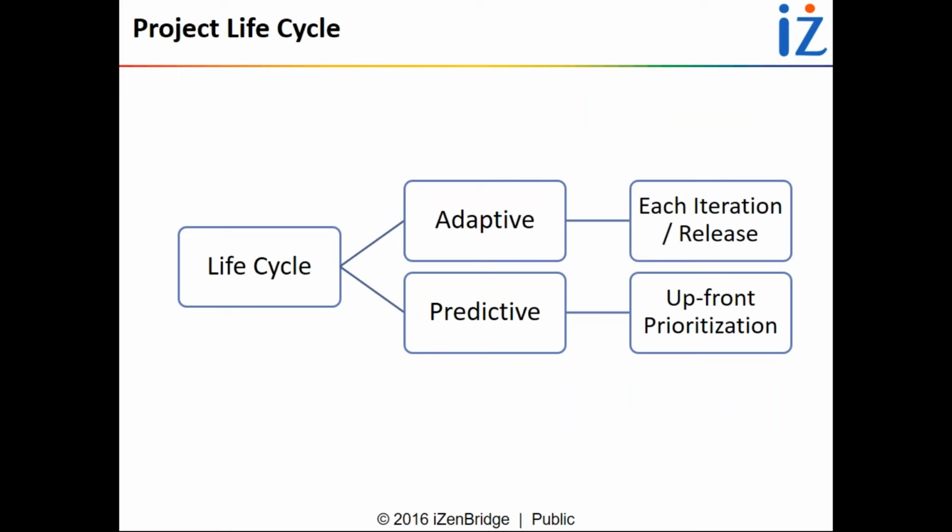So requirement prioritization is highly impacted by the life cycle. As I told you already, in general, when you are in an adaptive environment, you reprioritize after every iteration and release. In a predictive life cycle, you do upfront prioritization.